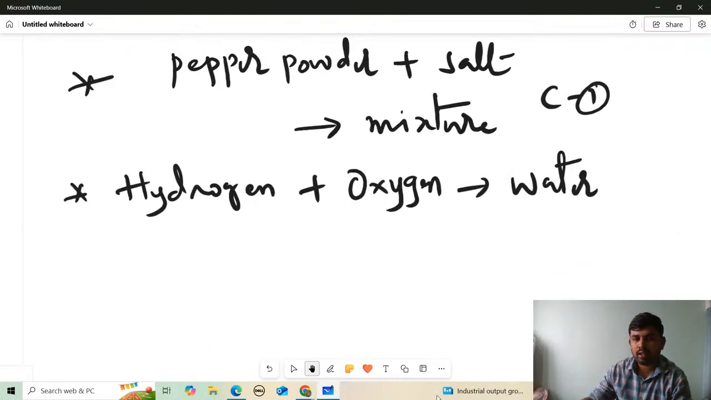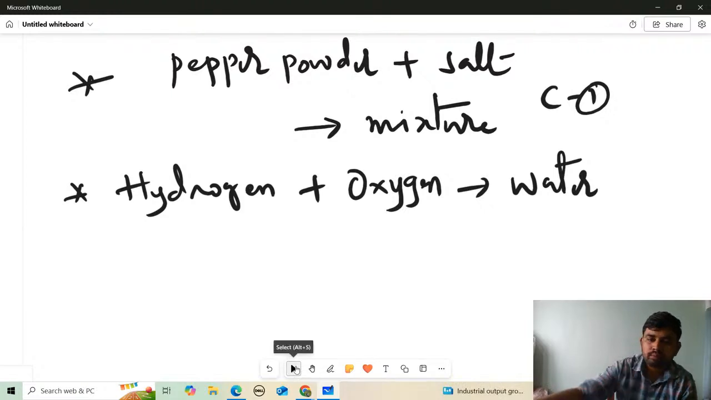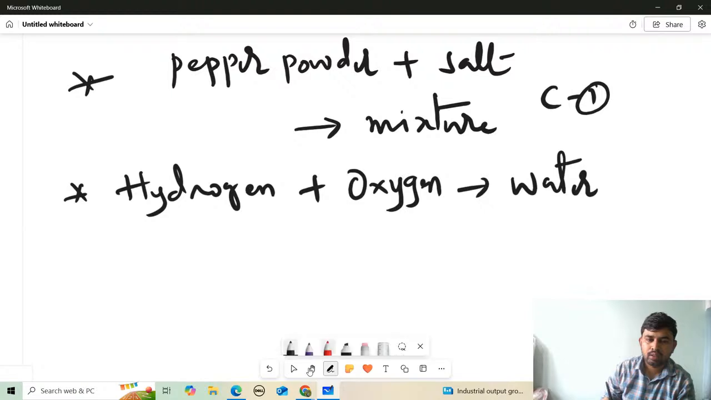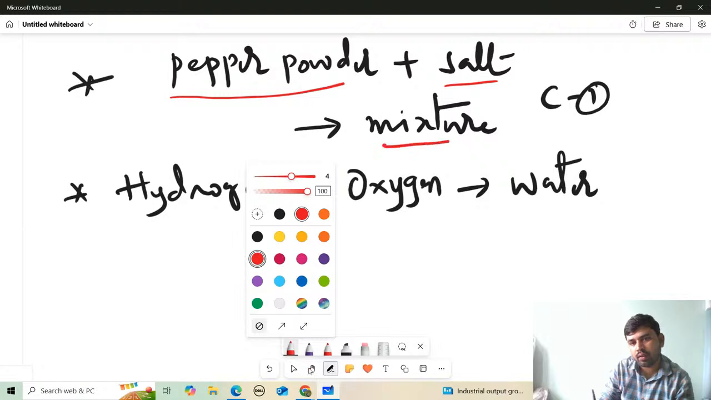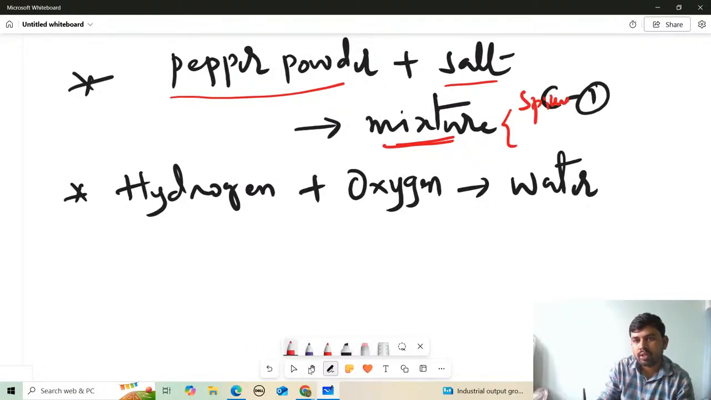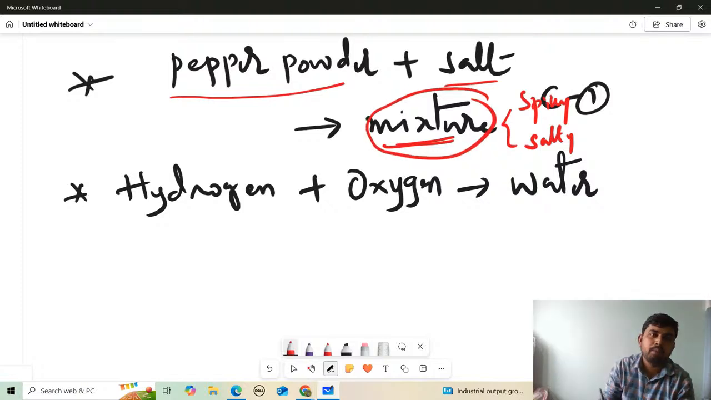So two things we are discussing. Try to understand here. One is that we are taking pepper powder and salt. You know very well pepper is spicy in nature and salt is salty in nature. So when we taste this mixture, you'll get both a spicy taste as well as a salty taste. In this mixture, whatever we mixed, pepper powder as well as salt, they will not lose their original properties.